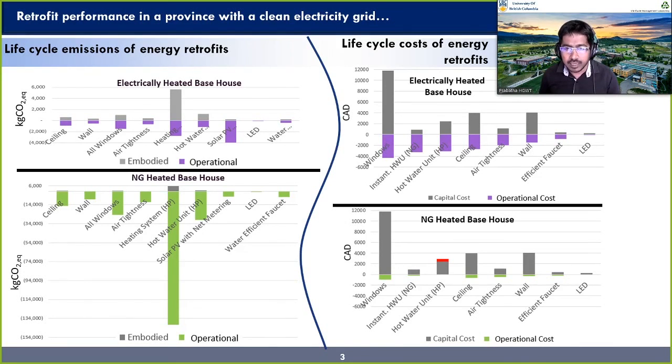The right-hand side of the slide shows the life cycle cost performance of different energy retrofits. We can see that the house heated with electricity has more cost-saving potential compared to the house heated with natural gas. This is mainly due to the price difference of the two energy sources. And it's very important to note that the life cycle cost and emission saving potential of different energy retrofits can vary from one city to another depending on the energy supply conditions such as emission factor and energy prices, or depending on the weather as well.